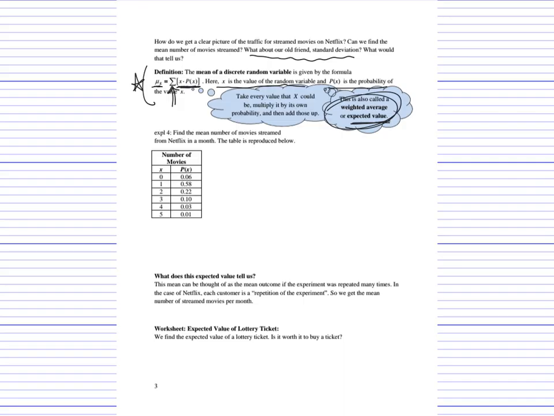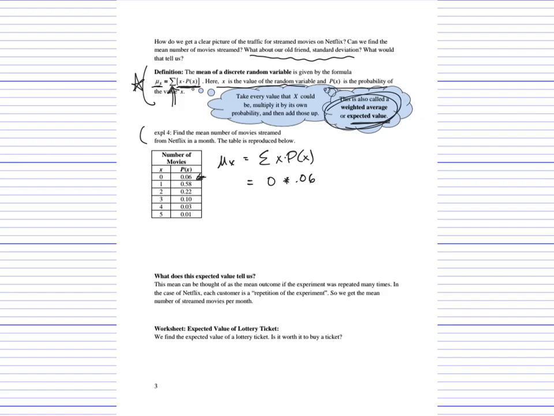So let's do number 4 together. It says find the mean number of movies streamed from Netflix in this month. And just like before, I have my x and my p of x. I'm going to label it mu sub x. And just for kicks, I'm going to write down that formula. And that formula says take each x value, multiply it by its probability.